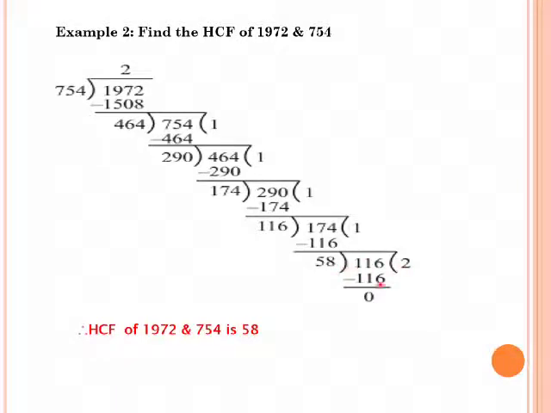So 58 twos are 116. Remainder is 0. So your division ends over here. So finally the HCF is the last divisor, that is 58. So HCF of the numbers is 58. Hope this method is clear.